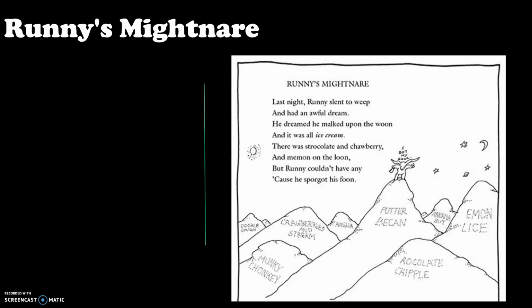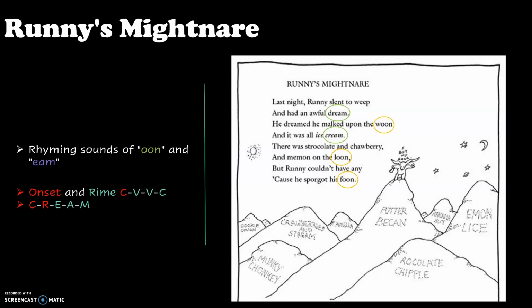So as you see here, we are introduced to two different rhyming patterns, eam in dream and ice cream, and oon in woon, loon, and foon. You'll see here I've identified all of them for you just to help you out. And then, like the previous one, our onset and rhyme is a consonant and vowel consonant, like you see in the word cream here. Cr, C-R, is your onset. Eam, E-A-M, is your vowel consonant.